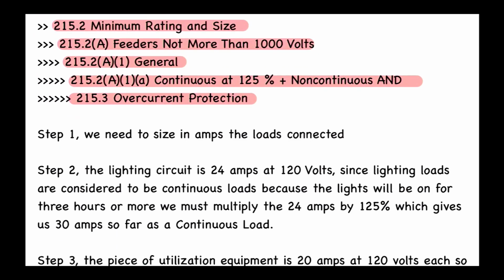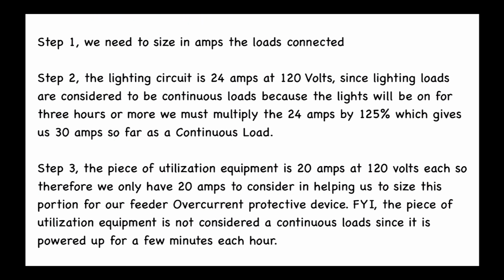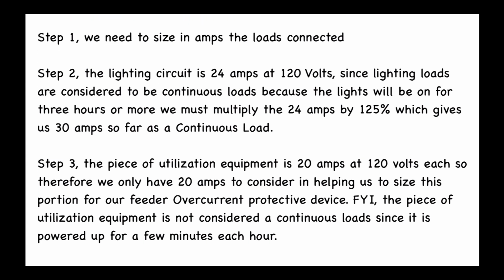All right, so let's do this. Let's go into our textbook and let's see what we got. So step number 1, we need to size in amps the loads connected. Step 2, the lighting circuit is 24 amps at 120 volts. Since lighting loads are considered to be continuous loads because the lights will be on for 3 hours or more, we must multiply the 24 amps by 125%, which gives us 30 amps so far as the continuous load.